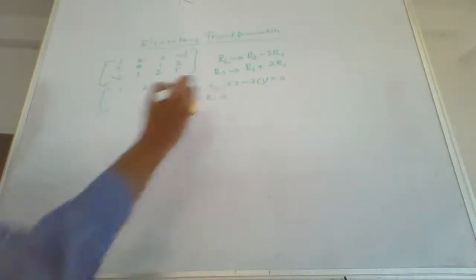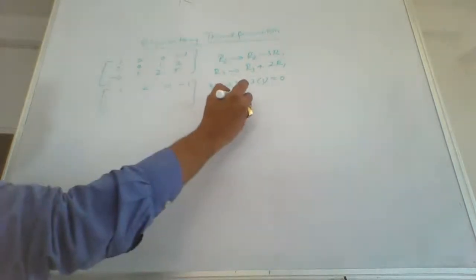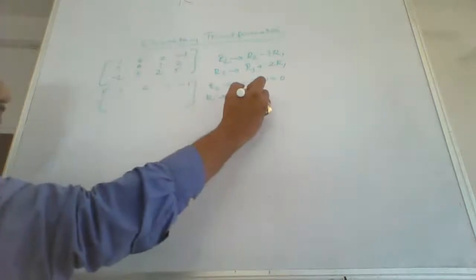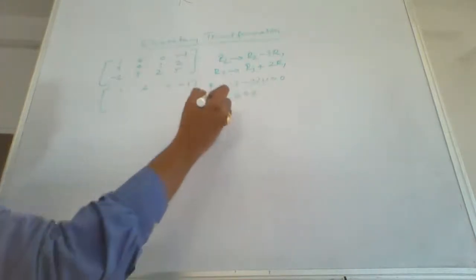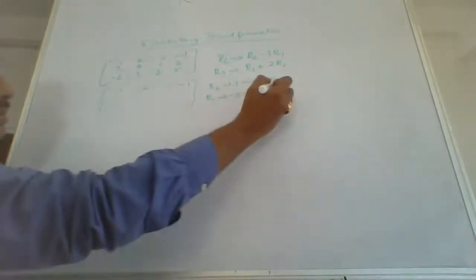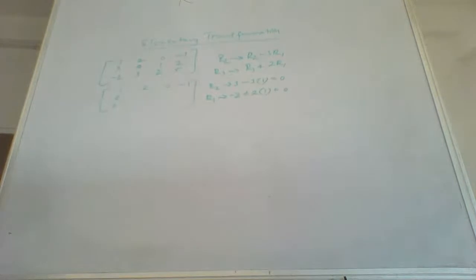R3 again. So R3, which is -2, plus you have 2 times that of R1, which is 1. So this results also 0. So 0 and 0. I hope you understood this, how we have done it. Okay, let us try to solve further.